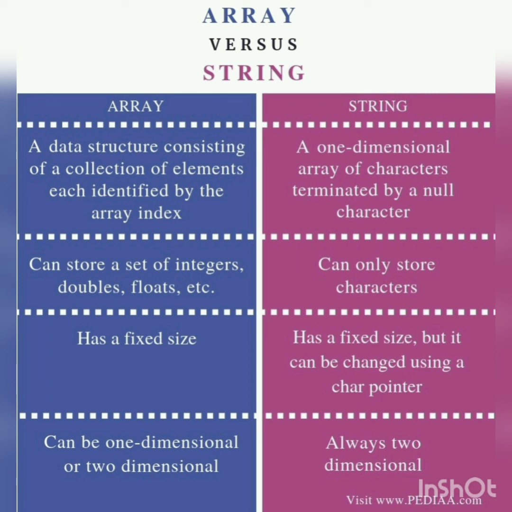The main point of difference between an array and a string is that an array is a data structure consisting of a collection of elements each identified by the array address, and a string is a one-dimensional array of characters terminated by a null character. Here we end with the explanation of arrays and strings.